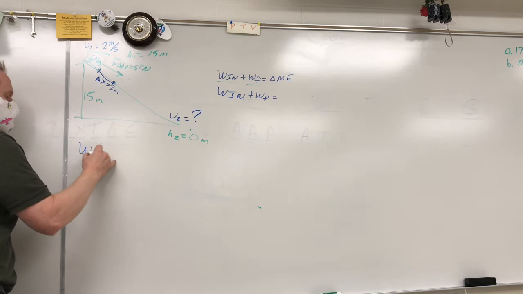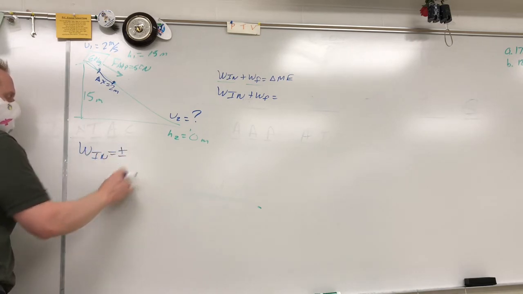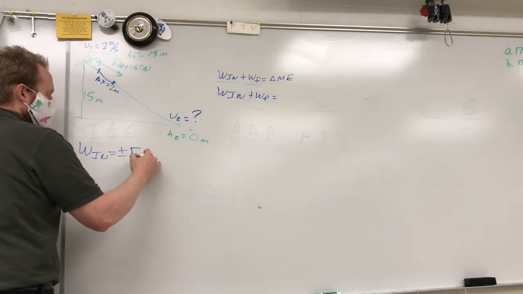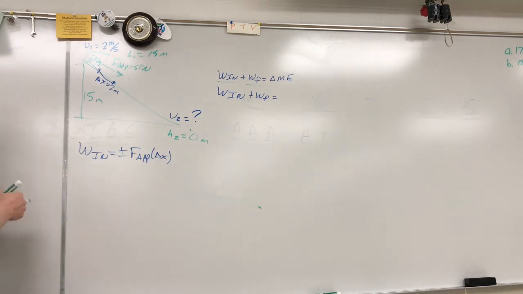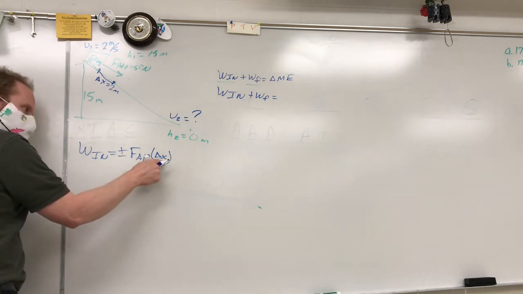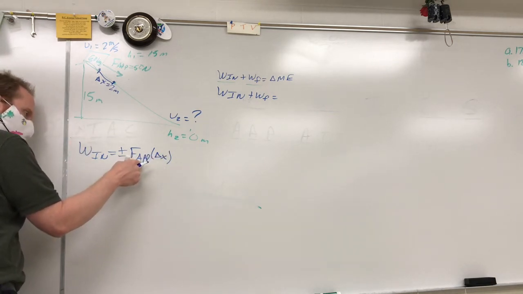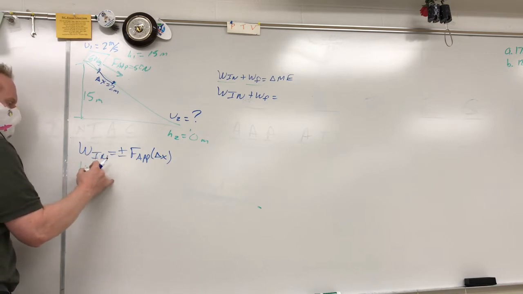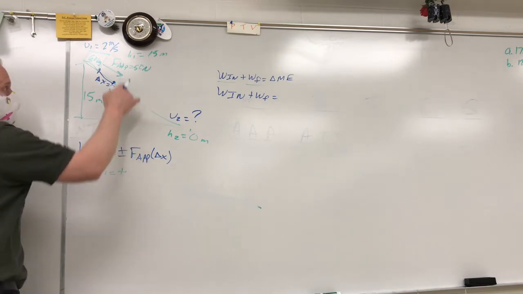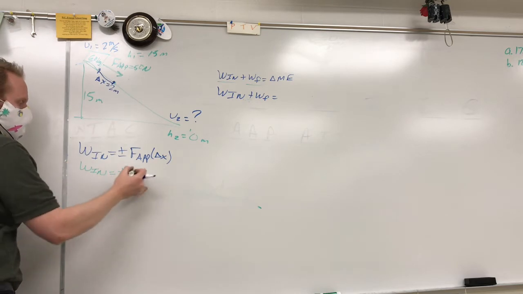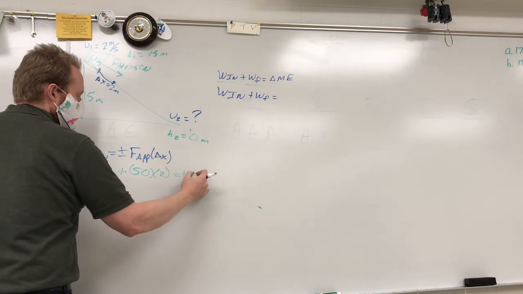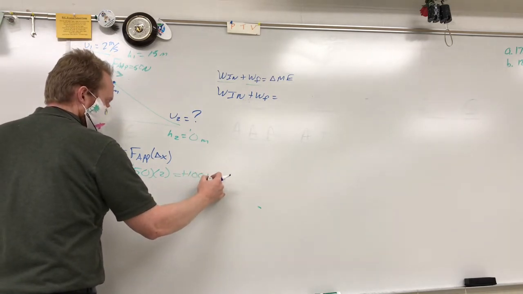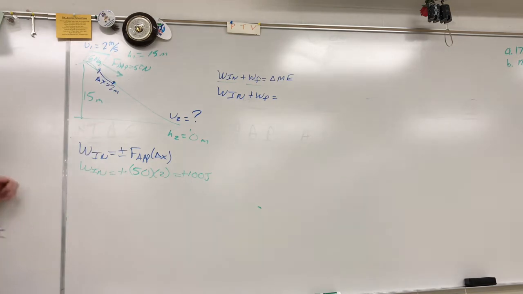So work in, the equation from your blue formula sheet for work in is plus or minus our applied force times our displacement, the displacement of the push of the applied force. This is specific to how far this force is applied over. So our work in is going to be plus, because my applied force and displacement are in the same direction, of 50 times 2. Your bestie puts in 100 positive joules worth of energy into the system.